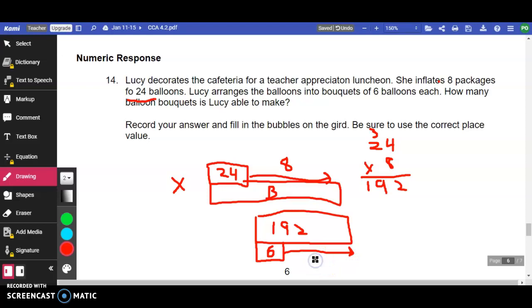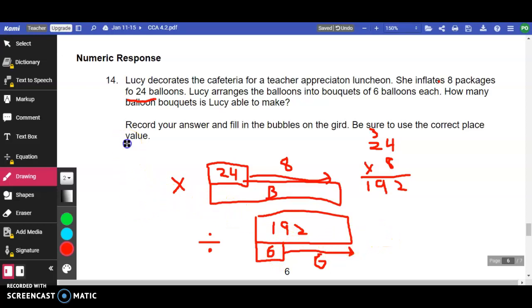Let's say, I was going to put B for bouquets, but we'll put G for groups. What operation will this be? It is division. I am separating my total, right? I'm breaking apart my number, and I'm breaking it apart into equal groups of 6. So I'm not subtracting 192 and 6. I'm trying to divide it into groups of 6.